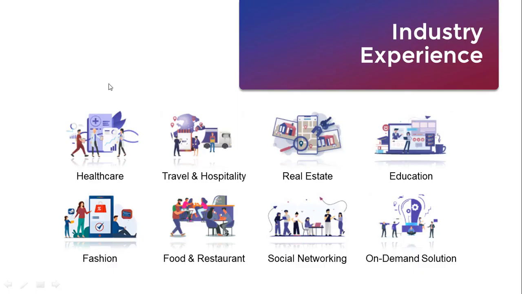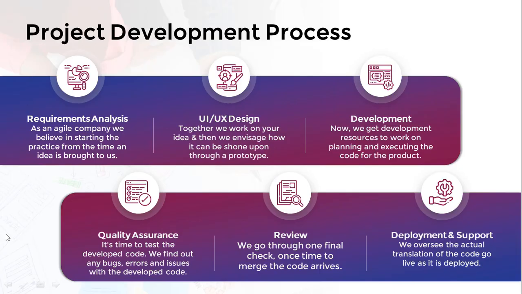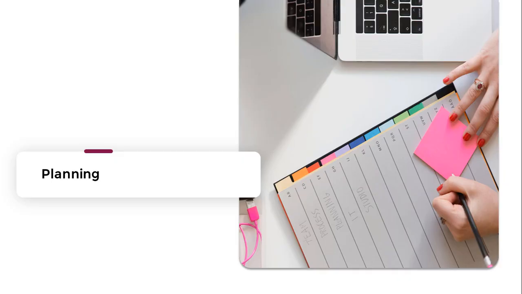So let me just run through the briefs of how we work and some of the industry experience that we have. We've a number of different experiences over the last decade. Our project development process, I'll run through that in a little bit more detail shortly. So we start with requirement analysis, go to UI UX, which is basically the design. Then we move into development. We have a quality assurance process. We have a final review before we do deployment and support.